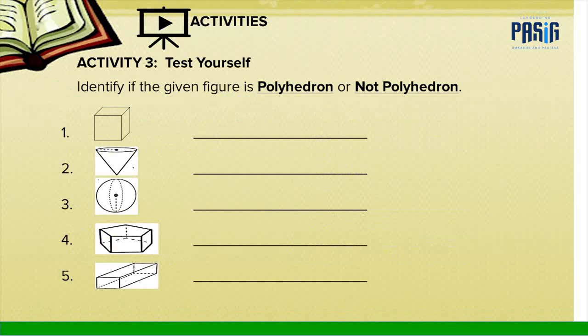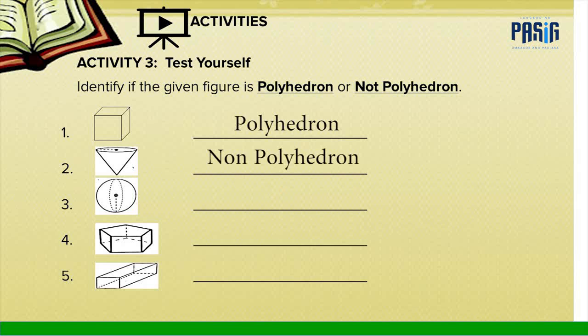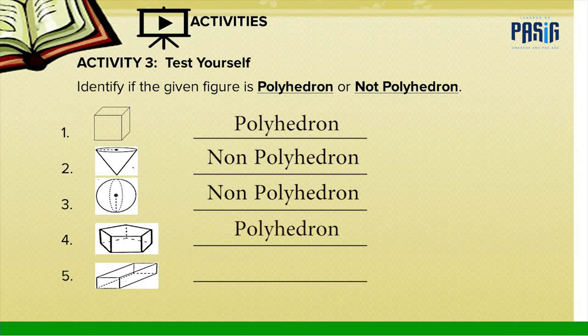Activity 3, test yourself. Identify if the given figure is polyhedron or not polyhedron. For number 1 figure, the correct answer is polyhedron. Number 2 figure, the correct answer is non-polyhedron. Number 3, the correct answer is non-polyhedron. Number 4, correct answer is polyhedron. And number 5, the correct answer is polyhedron.